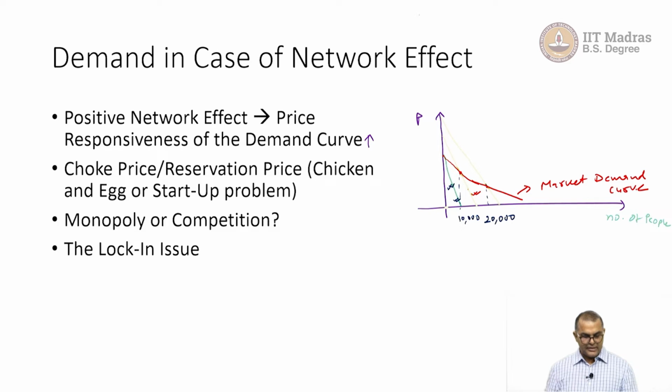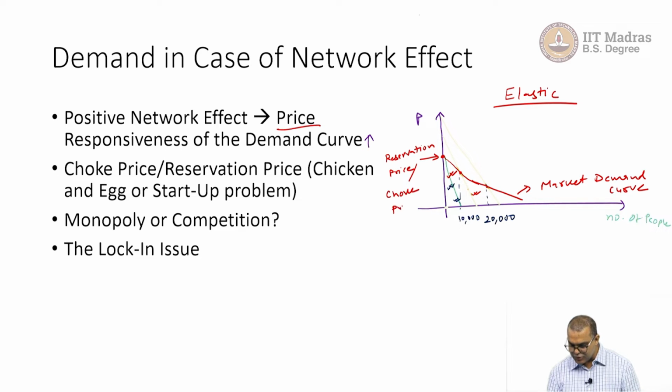What do we notice? That market demand curve is flatter than individual demand curve. In other words, the price responsiveness of market demand curve goes up. It becomes more elastic. That's one thing. The second thing that we realize, that market demand curve is starting here. So for the whole market, this is the reservation price. We also call it choke price. This is the choke price. So choke price is very, very low.